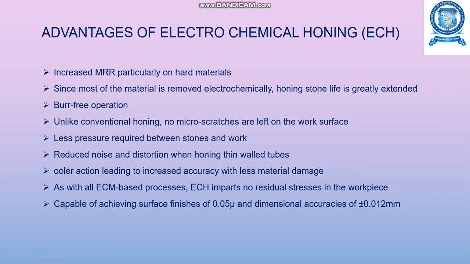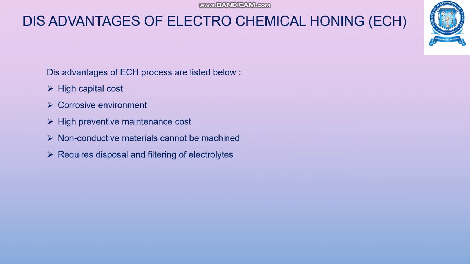Like all ECM-based processes, electrochemical honing imparts no residual stresses on the workpiece. And by using this, it is capable of achieving a surface finish of 0.05 microns and dimensional accuracies of plus or minus 0.012 mm. So the disadvantages: high capital costs and a corrosive environment, high preventive maintenance costs, non-conductive materials cannot be machined, and it requires disposal and filtering of electrolytes.